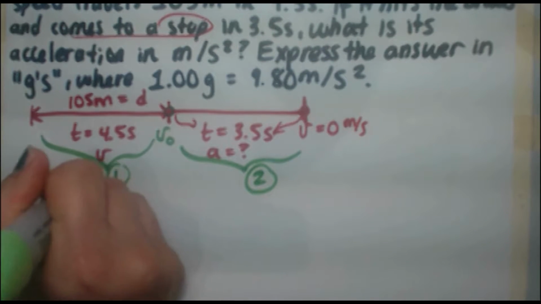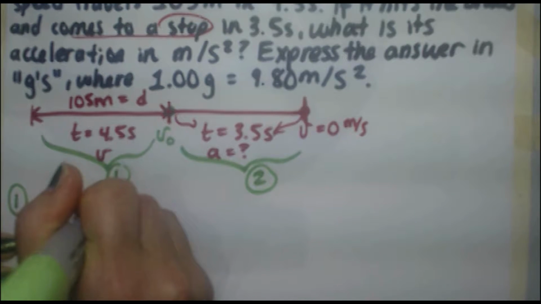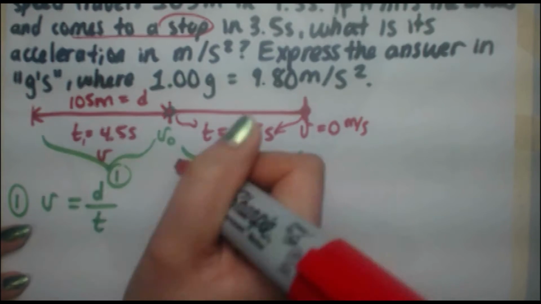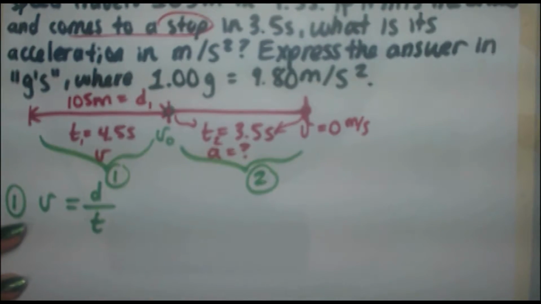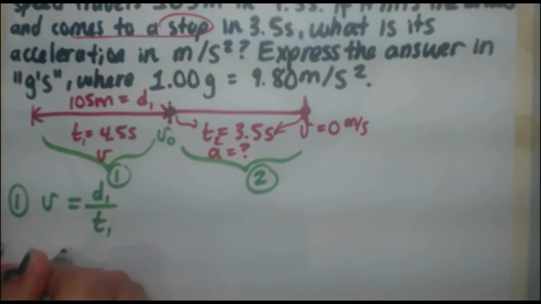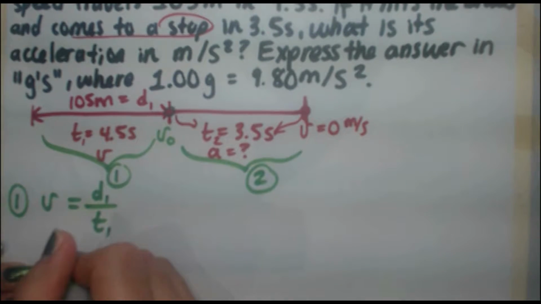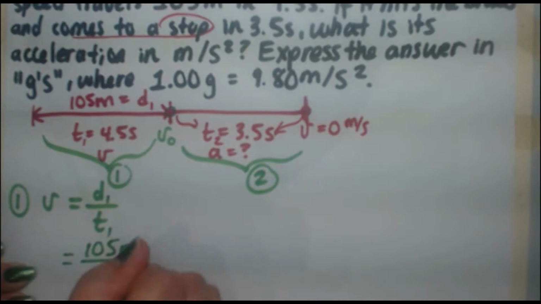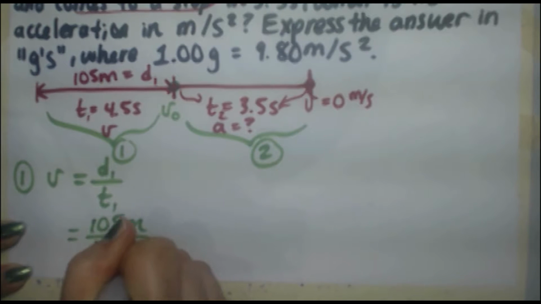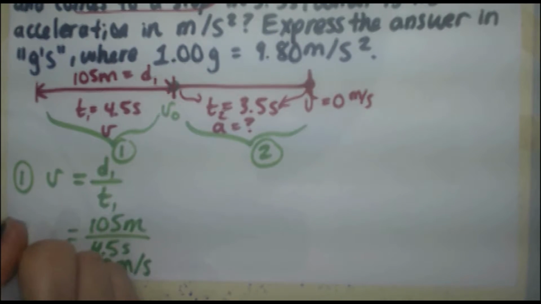So v equals d over t. I'm going to call them t1 and t2 because you don't want to mix them up, and I'm going to call this distance here d1, just to keep it clear. So v equals d1 over t1. d1 is 105 meters, t1 is 4.5 seconds. When you calculate that out, it equals 23 meters per second, and that is actually v naught. We're going to use that in part 2.